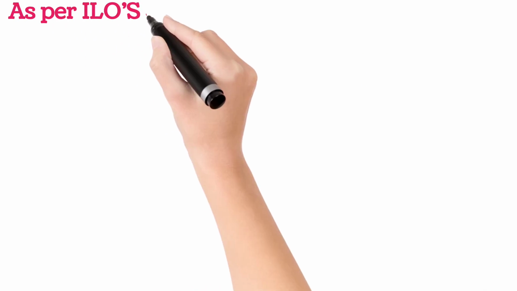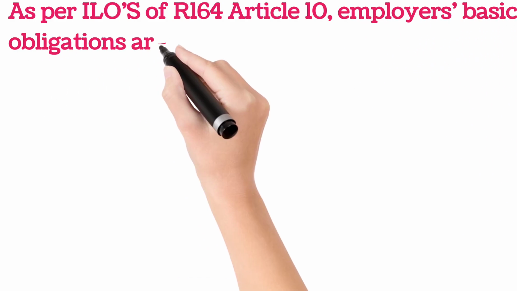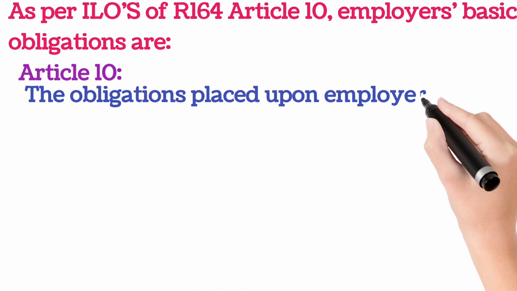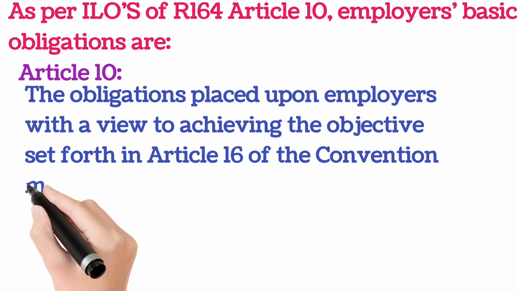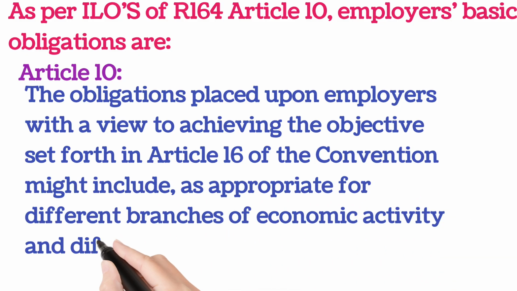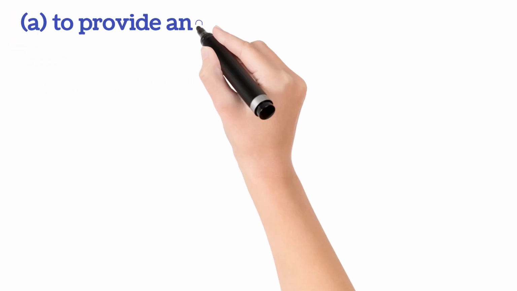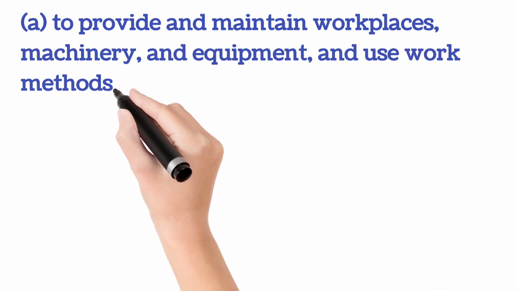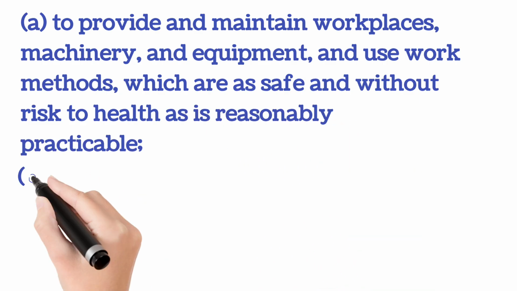As per ILO's R-164, Article 10, employers' basic obligations are the obligations placed upon employers with a view to achieving the objectives set forth in Article 16 of the Convention might include, as appropriate for different branches of economic activity and different types of work, the following. A. To provide and maintain workplaces, machinery, and equipment, and use work methods which are as safe and without risk to health as is reasonably practicable.